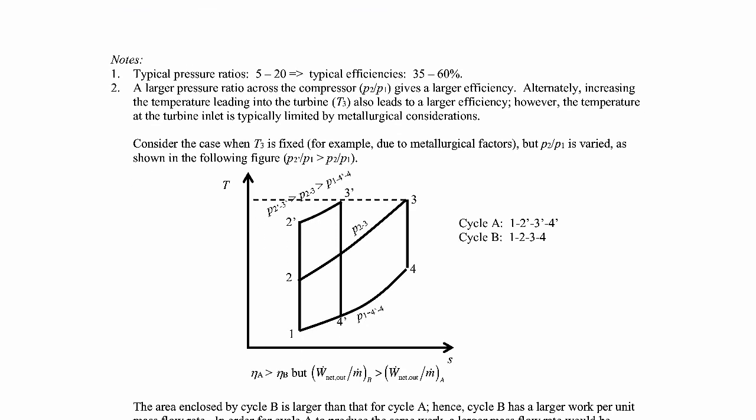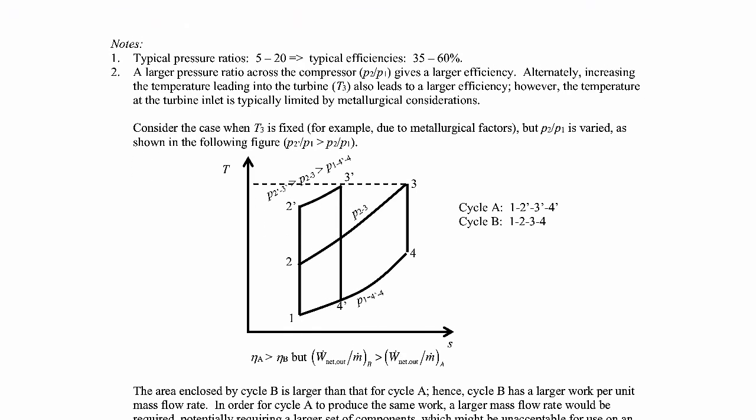So typical pressure ratios, I've mentioned this at the beginning, across the compressor are between 5 and 20. So you get typical efficiencies on the order of 35 to 60%, pretty high. A larger pressure ratio, we just said, gives a larger efficiency. Another way to think about it is increasing the temperature leading into the turbine, or out of the combustor, also leads to a larger efficiency. However, the temperature at the turbine inlet's typically limited by metallurgical considerations.